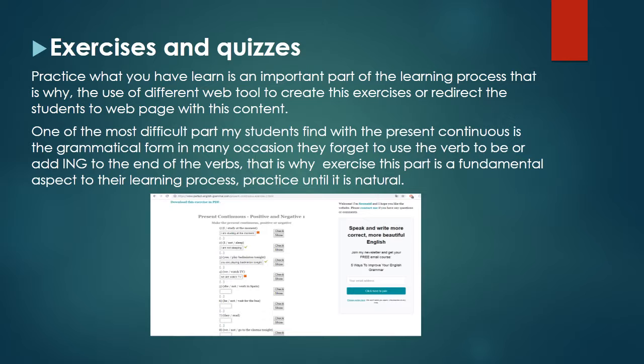In this web page, we can see an exercise where a person can write the present continuous sentence in a positive or a negative way. If you write it in a correct way, it gets a checkmark, while if you make a mistake, you receive an X mark, so you can see your progress and correct your mistakes.